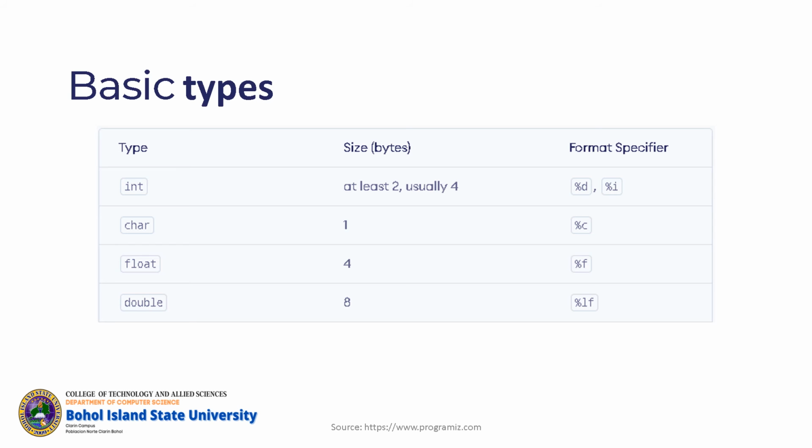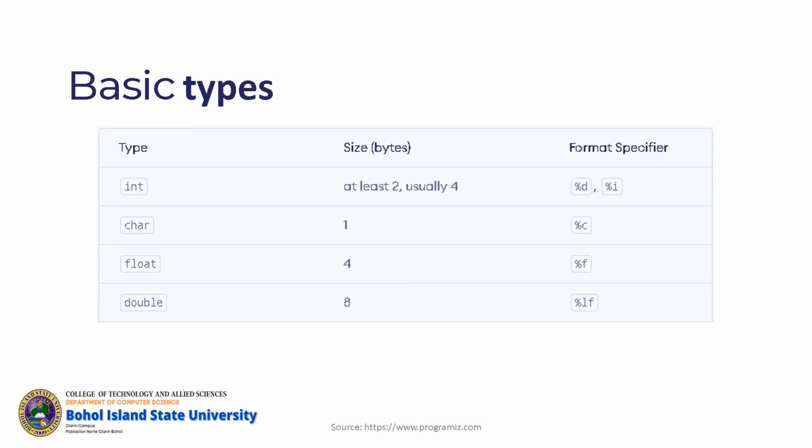Int here means integer or whole number, associated with the format specifier %d or %i. Char here means character, any single character, and it is associated with the format specifier %c.